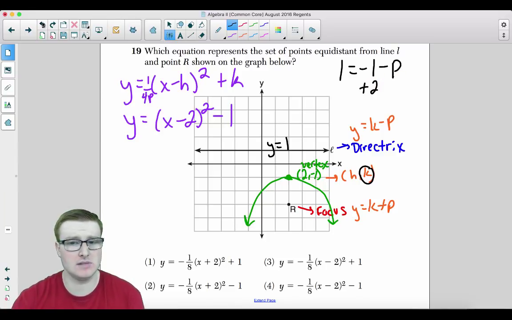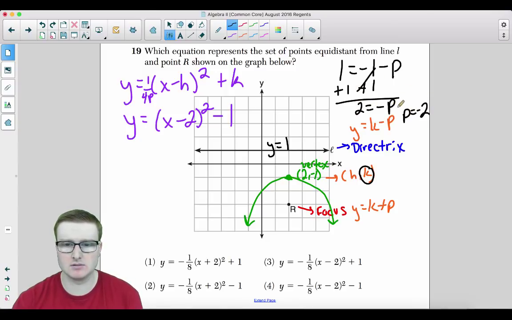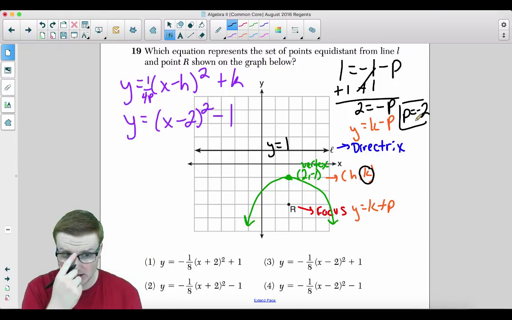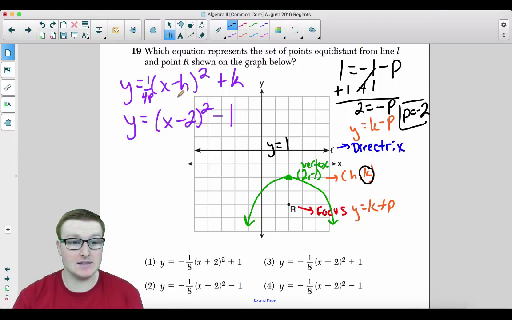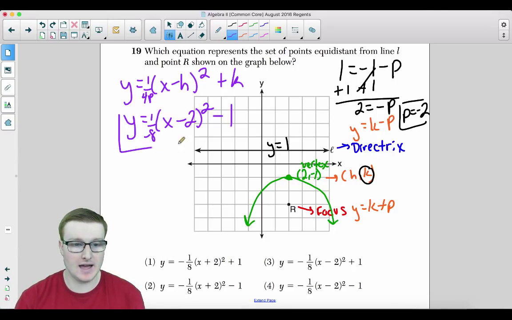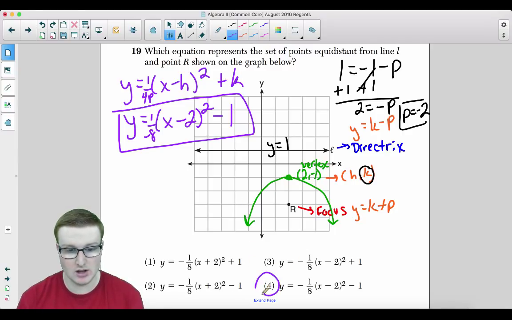Let's do it. Add the 1 on both sides. We get 2 equals -p. P equals -2. Easy peasy. So we know that p is -2, so therefore your coefficient out front is 1 over -8, 4 times -2, -8. So that, ladies and gentlemen, is your answer to that question. Your answer is choice 4.